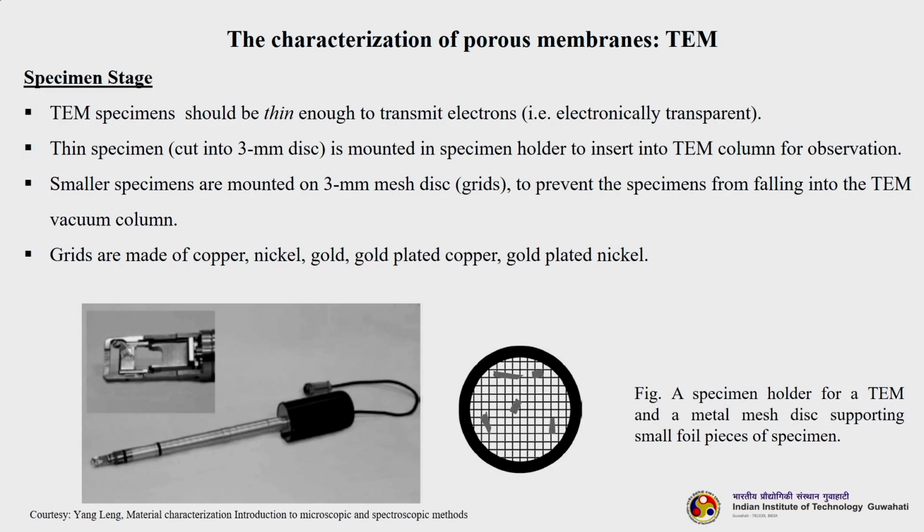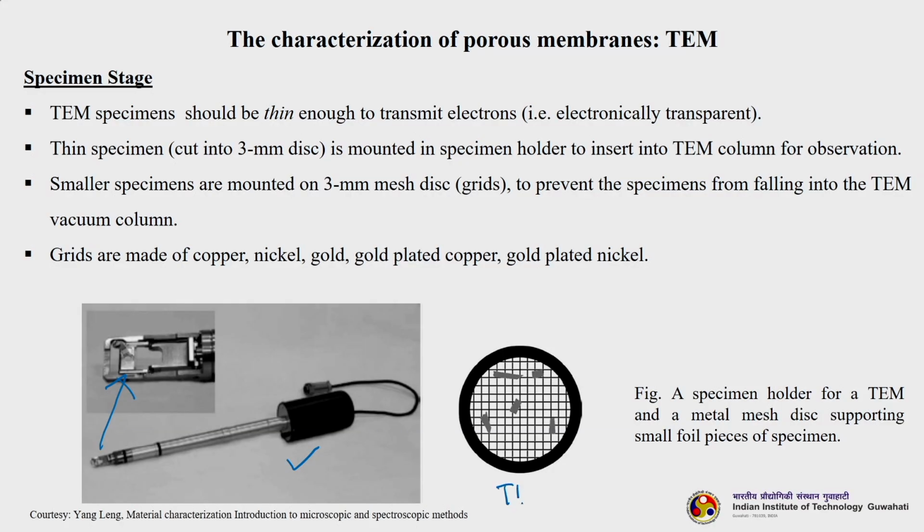Then let us understand the specimen. A TEM specimen should be as thin as possible, because here the electrons are transmitted through the specimen. If it is thick, then transmission will be very low. A thin specimen, usually cut into a 3 mm disc, is mounted in a specimen holder to insert into the TEM column. This is a specimen holder image, and this is the magnification. It is a slit type of arrangement in which you are going to place your grid.